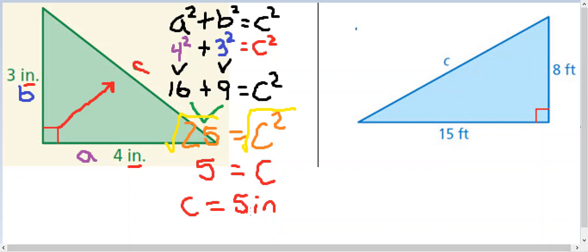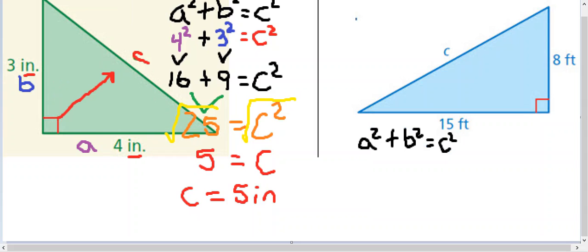So in this example, C equals 5 inches because both of our legs were in inches. So therefore the C would also be in inches. So C, or our hypotenuse, the longest side, is 5 inches. One way you can check this is C should be longer than the other two sides. So my other two sides were 4 and 3, but my hypotenuse has to be the biggest, 5. 5 is bigger than 4 and 3, so it looks good.